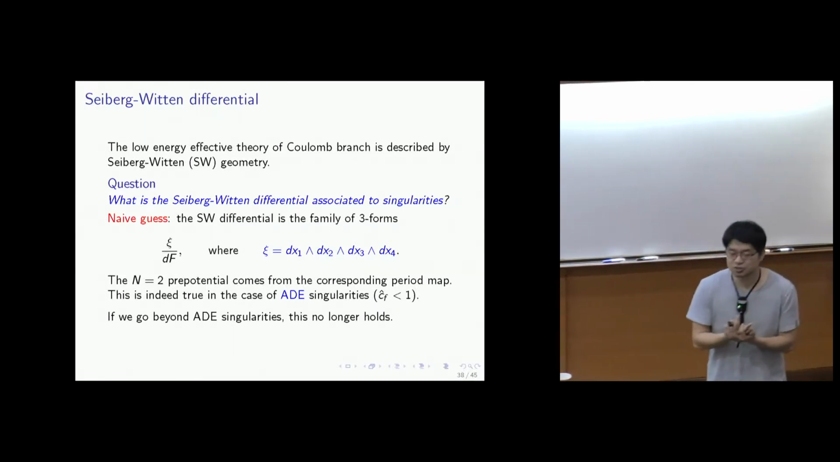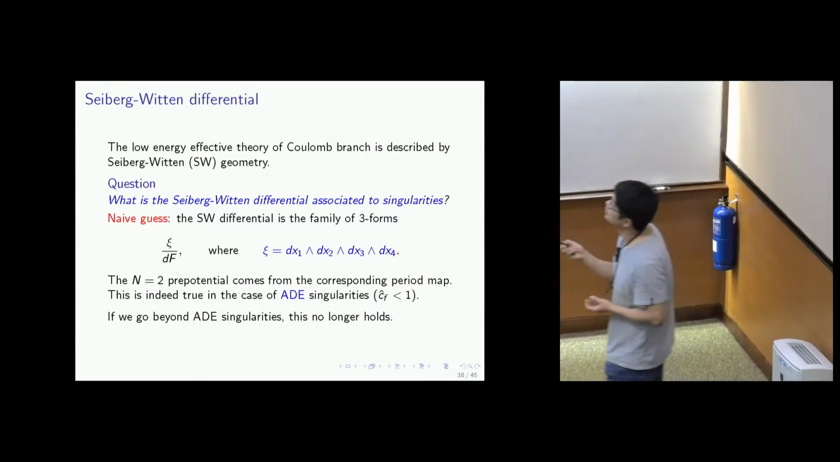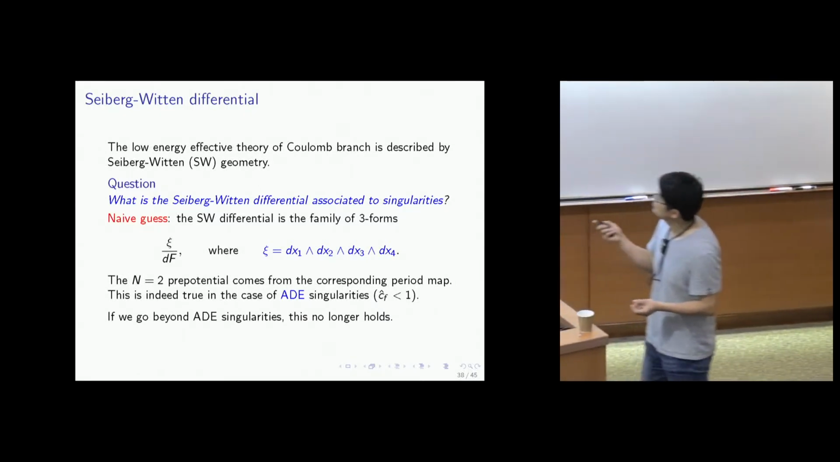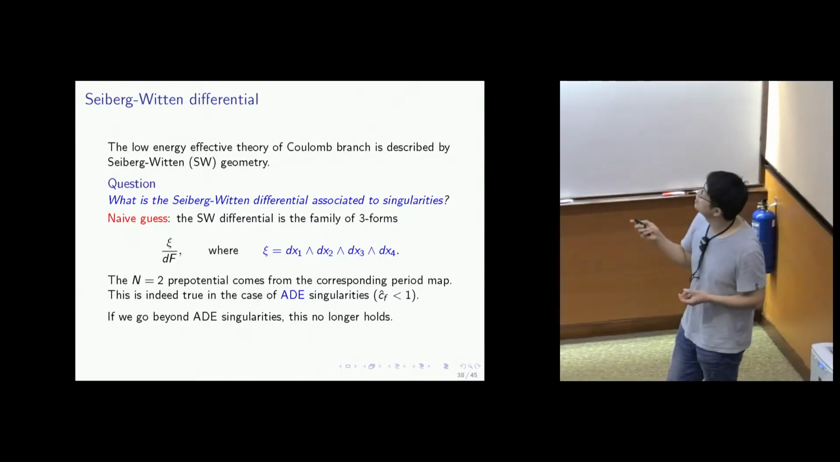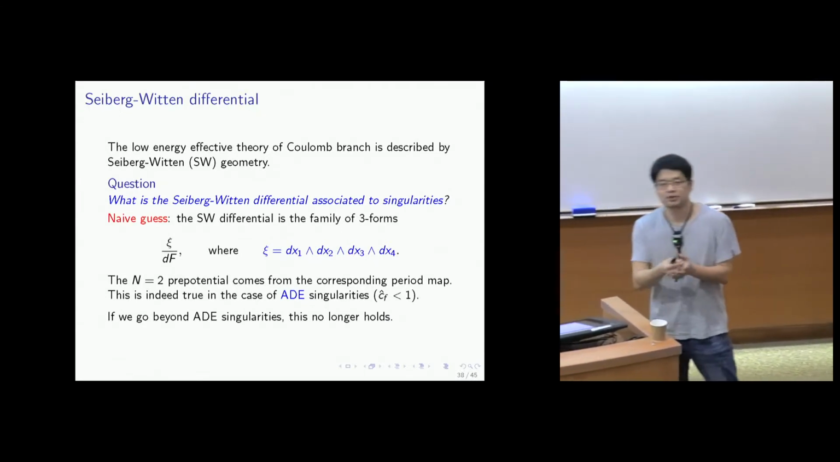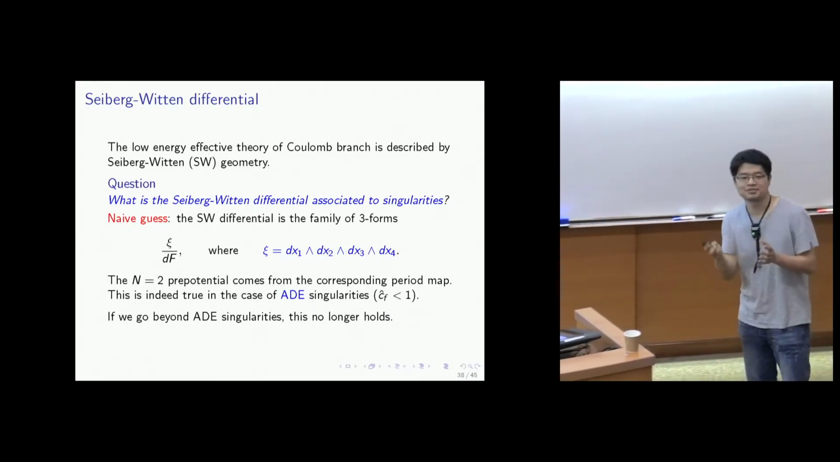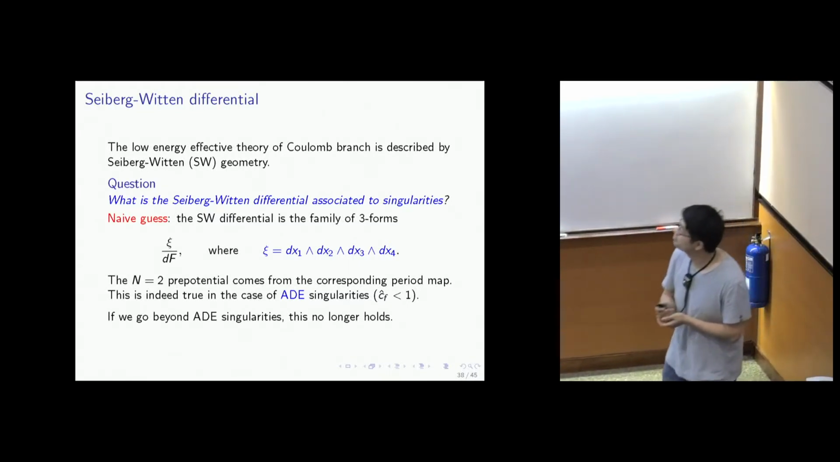This is actually indeed true. If you find the N=2 prepotential by understanding this period, and you are working with ADE singularities, which have central charge less than 1, it works. And then you start to do some calculations beyond ADE, and you start to find something wrong happening. You might be wondering, what's happening?